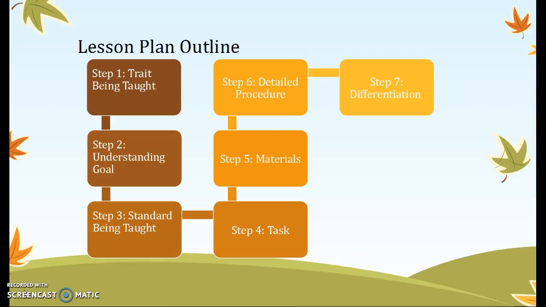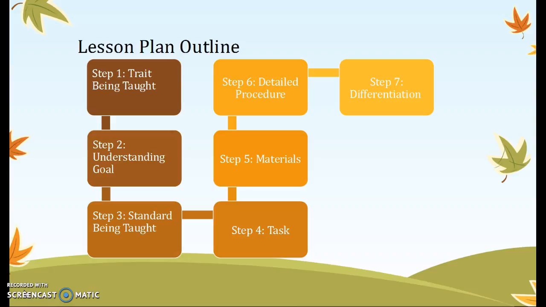The fourth step is figuring out the activity that will be used as an assessment tool. This is when a teacher will create a task to help determine whether a student understood the goal of the lesson. Step 5 is a list of materials that will be used. This is necessary for the lesson and ensures that nothing is forgotten.